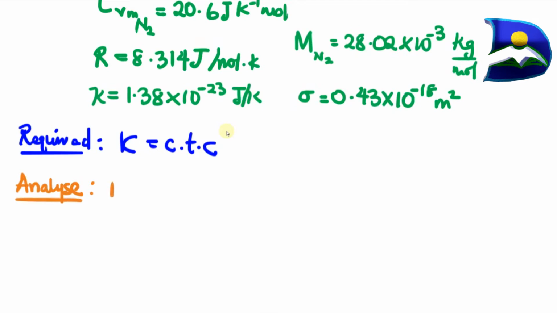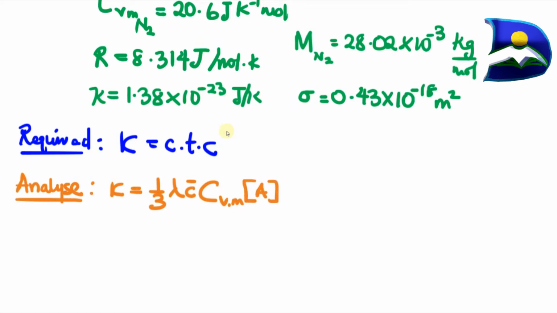First, we know that our k, based on our previous videos, is equal to 1/3 of the mean free path multiplied by our mean speed, multiplied by the heat capacity at constant volume of our specific gas, multiplied by the molar concentration of our gas.